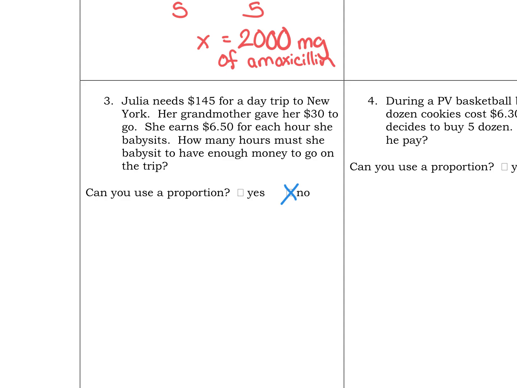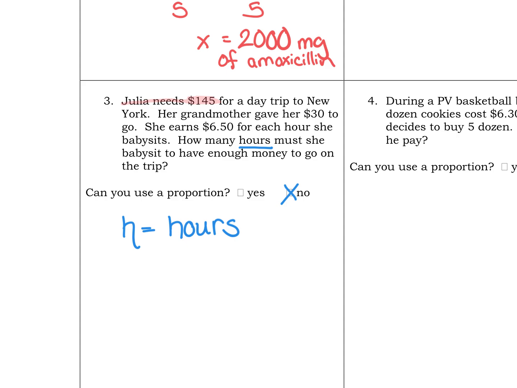Okay, but I reread this question. How many hours must she babysit to have enough money to go on the trip? So in this scenario, I'm going to say that hours is my unknown, my variable. So I'm going to use H. And I'm just going to work through the words. She needs $145. Her grandmother gave her $30 to go, and she earns $6.50 per hour of babysitting.